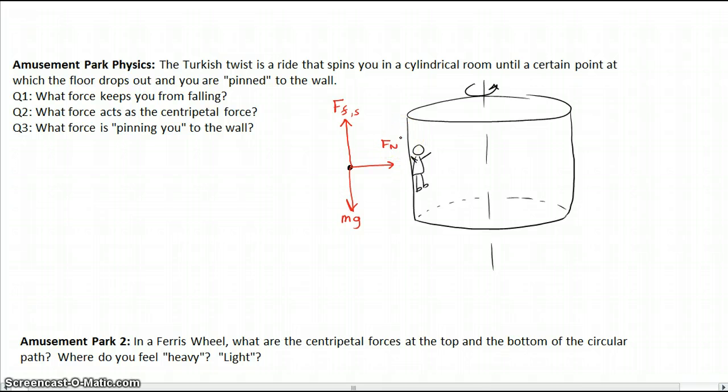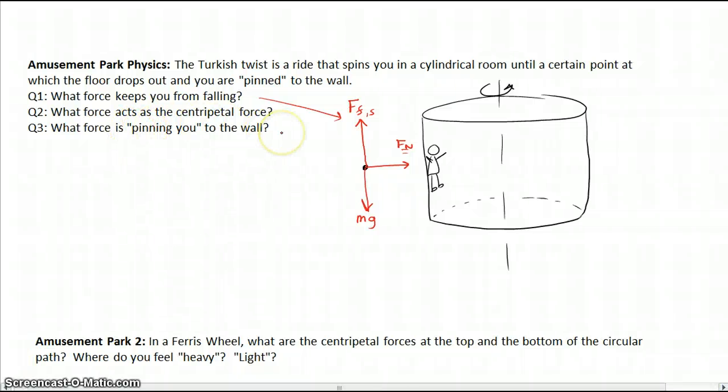Okay, now from this free body diagram, I bet we can answer all of these questions. What force keeps you from falling? Well, that is the frictional force, right? As the room spins faster, your normal force is going to grow, and therefore so does friction, because if you remember, friction depends on your normal force. Now, what force acts as the centripetal force? Well, that is the normal force.